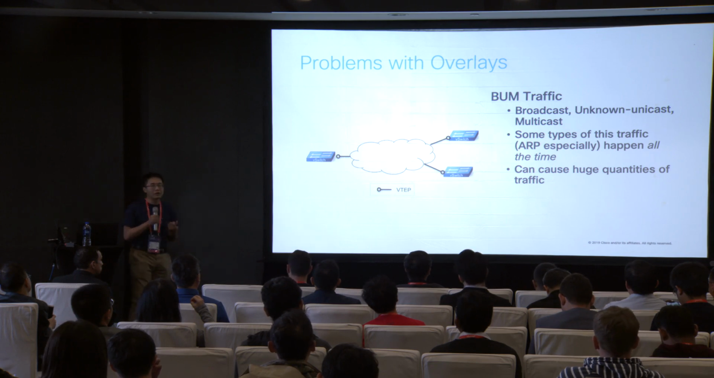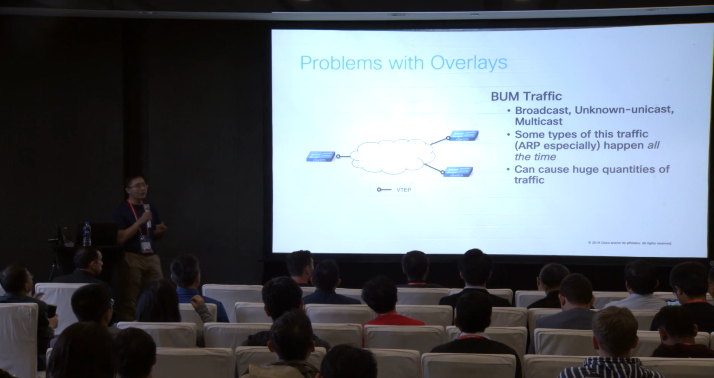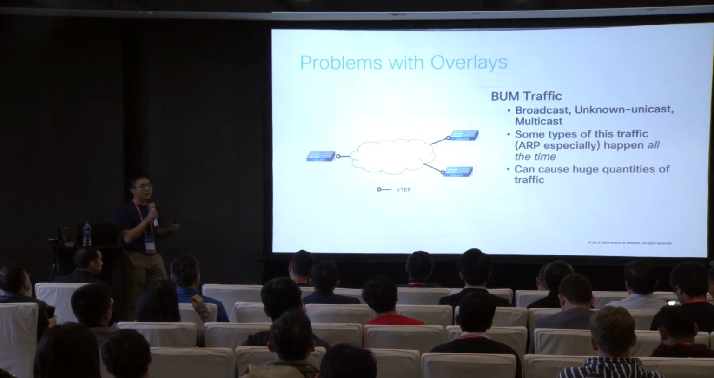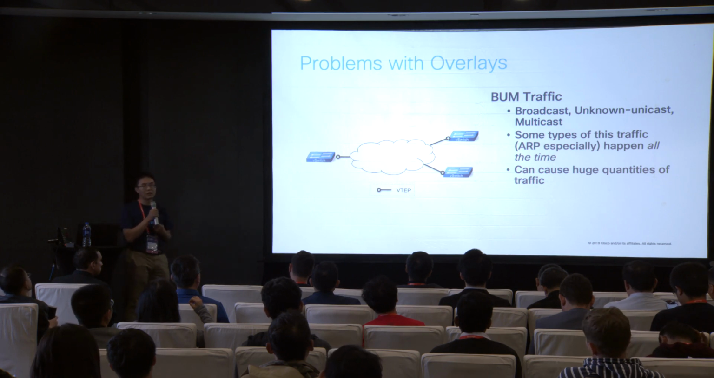But there is always some BUM traffic. We call it broadcast, unknown unicast, and multicast. And some of this traffic happens all the time, like ARP. How ARP works basically is I send a broadcast packet, and whoever has the MAC just responds, so you can make the connection work. So this model is what we know as flood and learn.